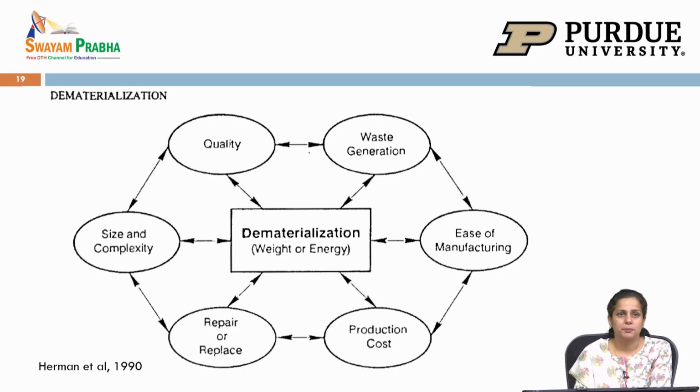Here there is a picture of dematerialization. You can talk about different aspects of dematerialization. Of course, you need to think about the quality of the product, also the ease of manufacturing. So, if you are designing towards dematerialization, you need to look into the production cost. If because of dematerialization your production cost becomes very high, it can become prohibitive. Can we repair or replace? If you are creating new products for that idea of dematerialization, there is also the size and complexity.